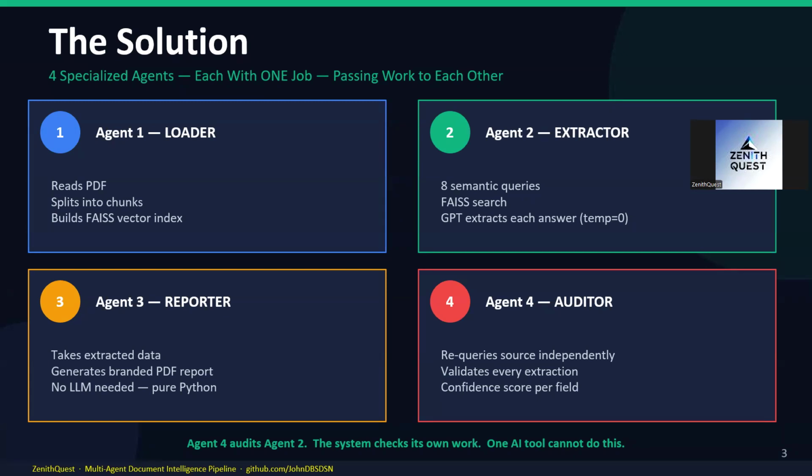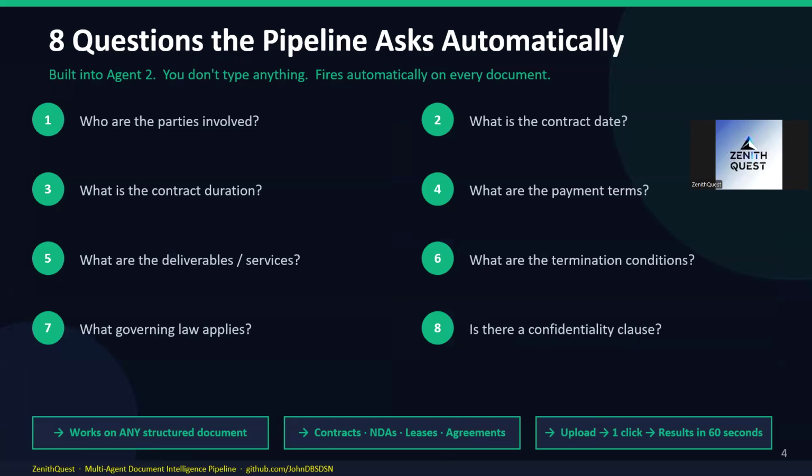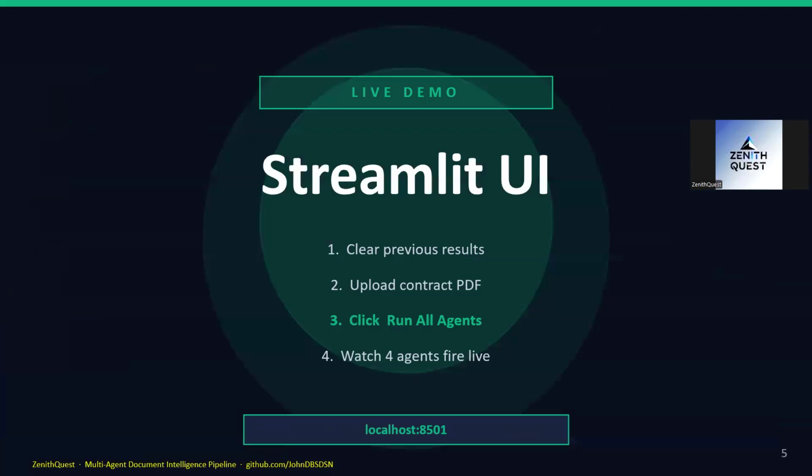Okay, so let's come to this segment 4. In this part, we will have 8 questions. These 8 questions, the pipeline asks automatically. I will show you these questions inside the code also, like what are the parties involved. Before I show you the demo, you should know these questions. This is what the pipeline asks automatically on every document. You don't type anything. These are built into Agent 2. So every run, same 8 questions, any document you upload. When I run it, you will come to know. So now let's go into the demo.